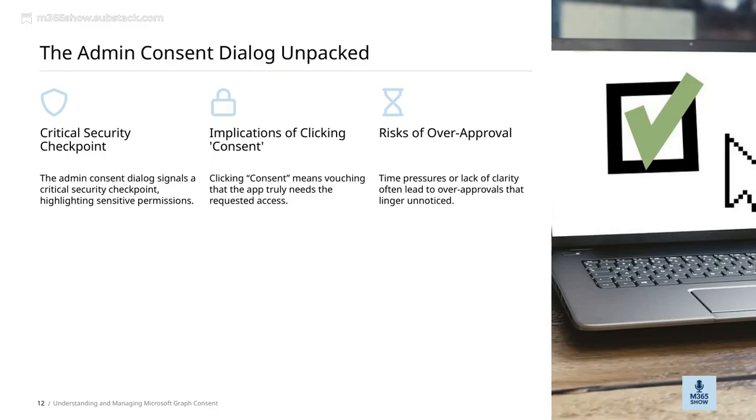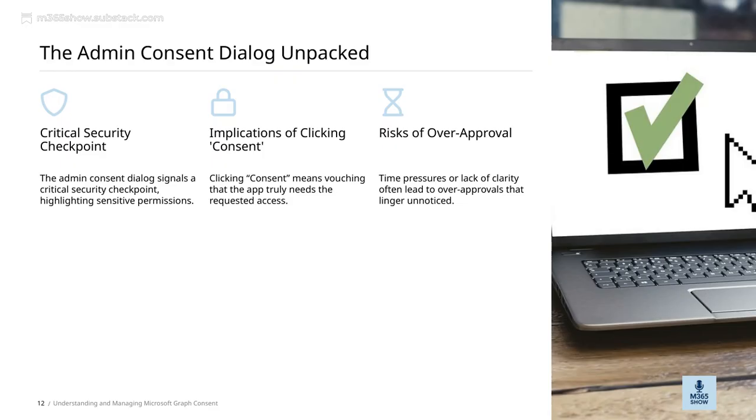The admin consent dialog itself acts as a critical security checkpoint. It's not just a formality, it's a warning sign that sensitive permissions are involved. It's important to treat this step seriously because it signals a moment where we must double-check whether the access being granted aligns with security policies and the principle of least privilege. By understanding this dialogue and the implications of each permission, we can better manage risks and protect our organization from potential vulnerabilities.